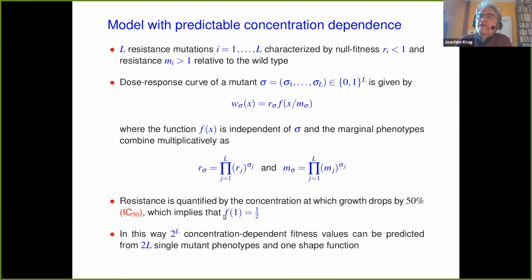So here, if you now scale this or choose this curve in such a way that f of 1 is equal to 1/2, then this simply means that these m values quantify the concentration at which the growth drops by 50%. And so this is a huge simplification, because it means that we can basically predict or compute the concentration-dependent fitness of all the mutants from only L single growth rates and L resistance values. And so this is now going from the data to the model. So now the question is, what does this model predict?